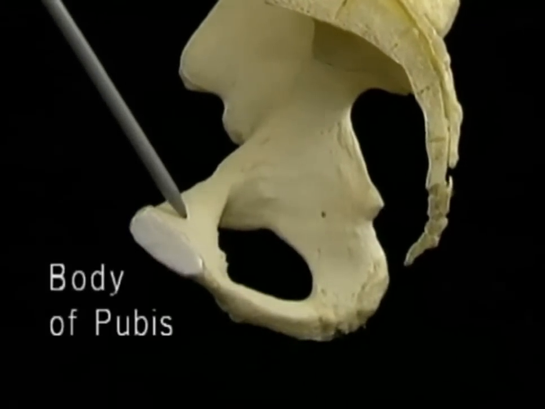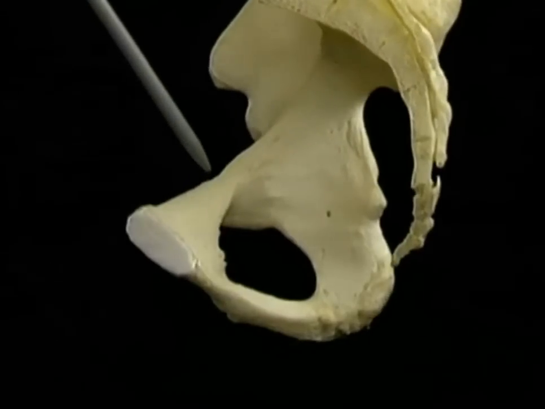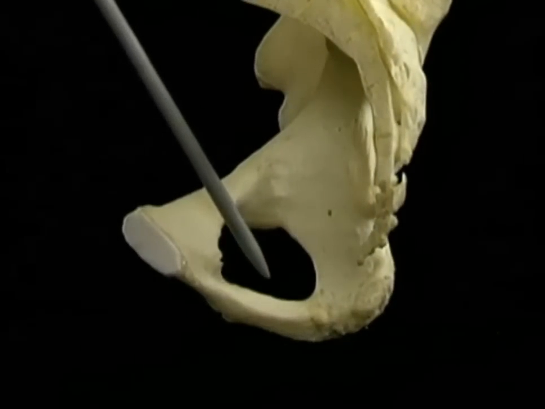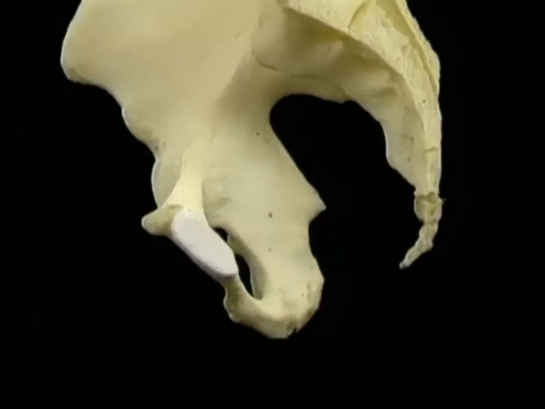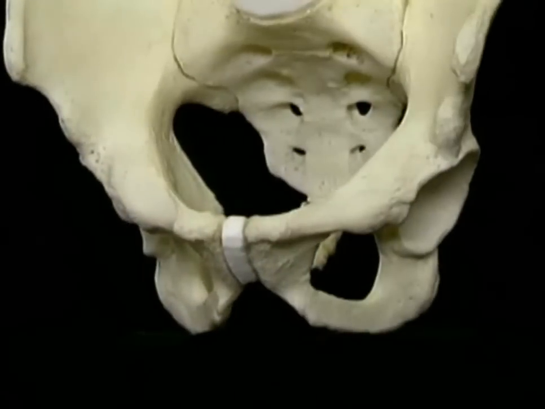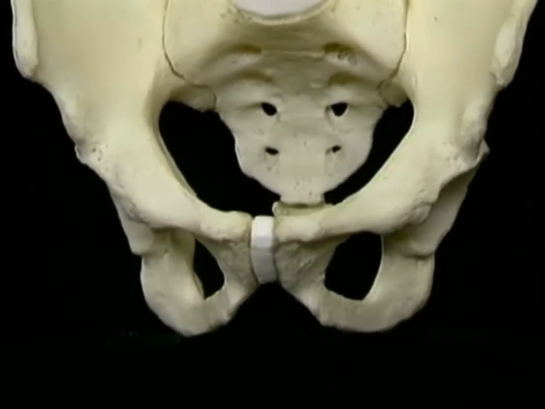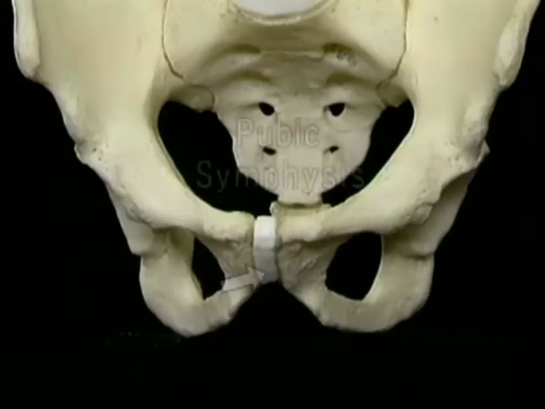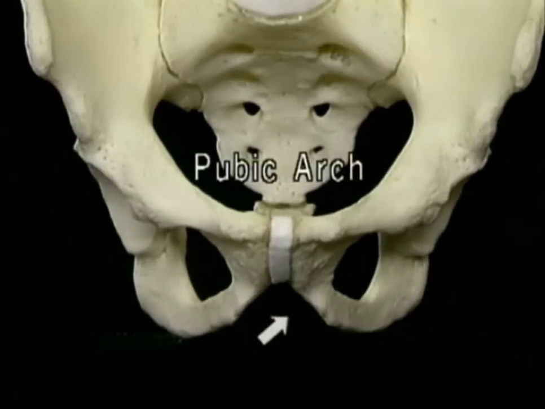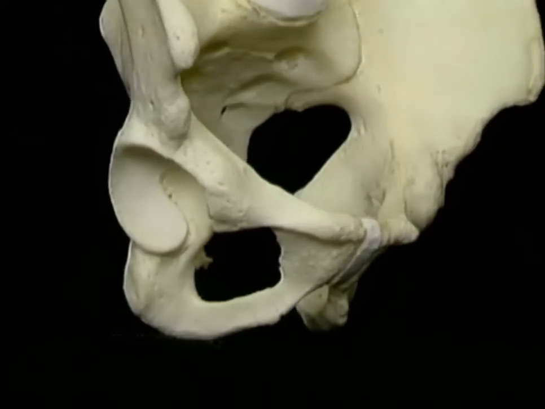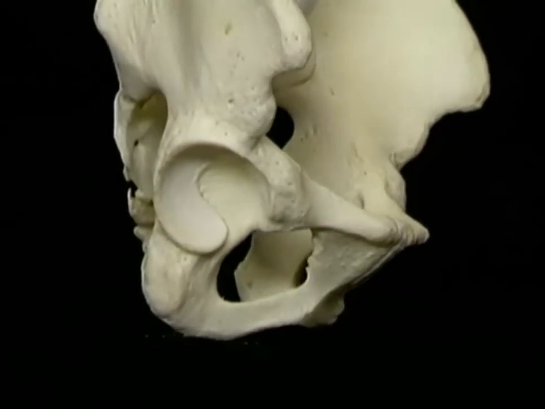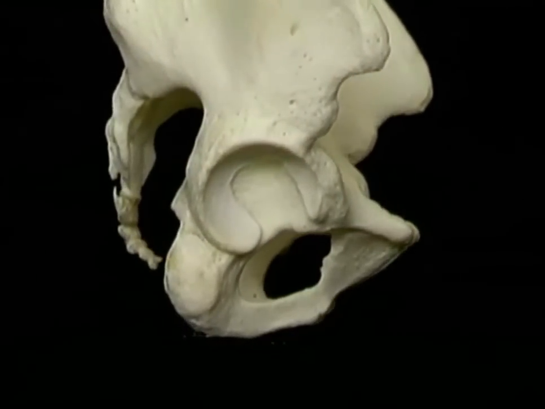This is the body of the pubis. The part of the hip bone below the obturator foramen is the ischiopubic ramus. The 2 ischiopubic rami, meeting in front at the pubic symphysis, form the pubic arch. When seen from the side, the ischiopubic rami slope backward and downwards toward the ischial tuberosities.